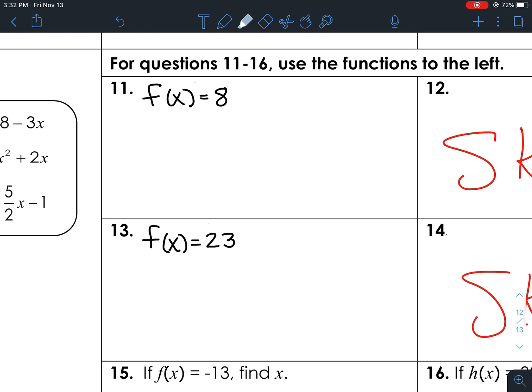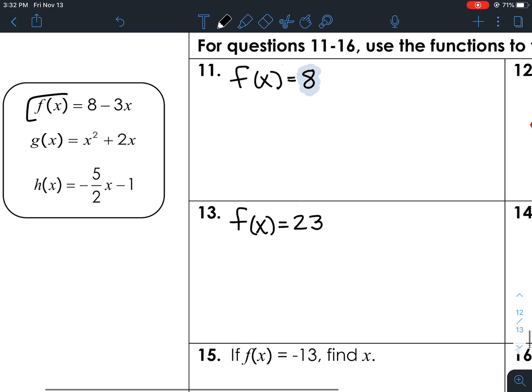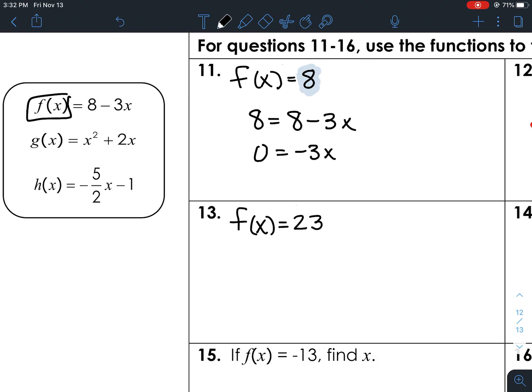So with these ones, when you have the number now outside of our f of x, we're going to replace what that f of x is. So this will now become 8. So we will get 8 equals 8 minus 3x. And from here we just solve. So I'm going to minus 8 to both sides. So that gives me 0 equals negative 3x. Divide both sides by negative 3. So I get 0 equals x.